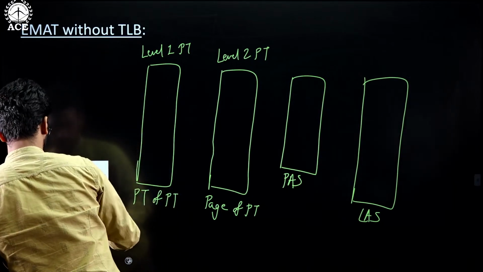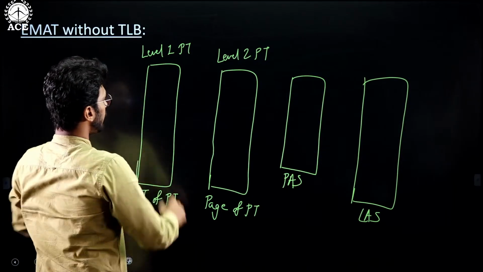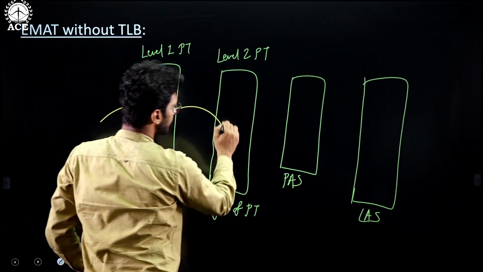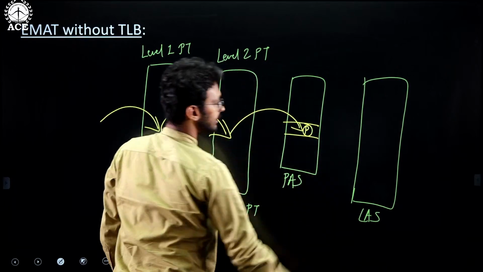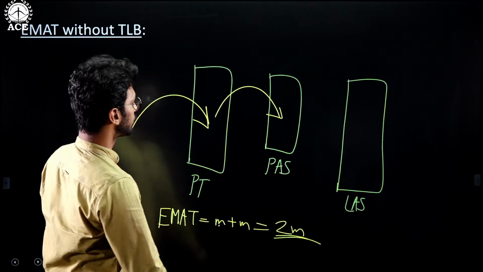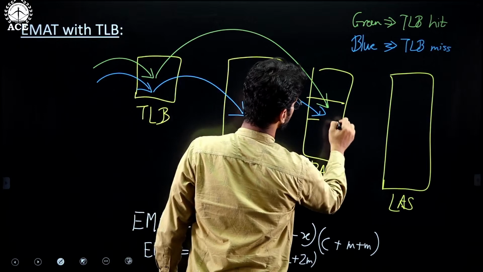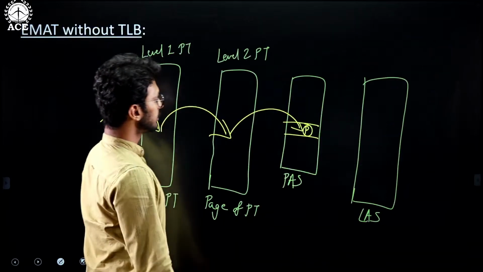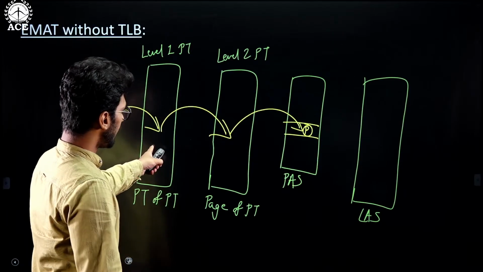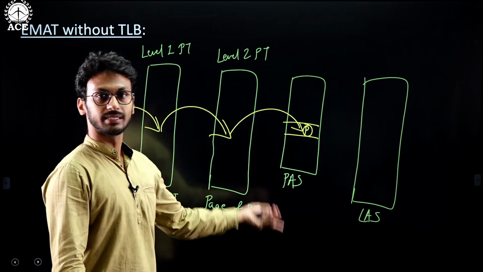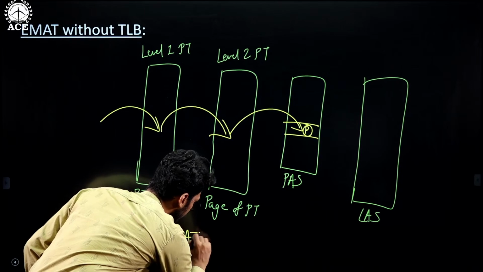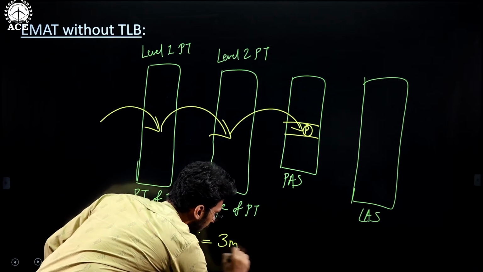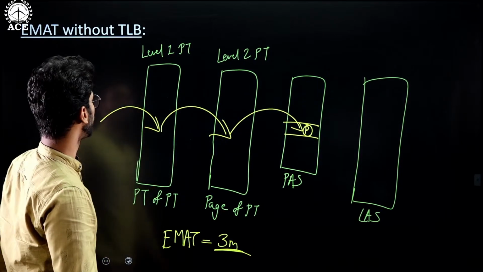What will happen in this case? Without a TLB, you will access the first page table, then the second, then the actual page, wherever it is present. So that is M plus M plus M, 3M. EMAT, the effective memory access time, is 3M. I hope you got this formula. Done with this one. Next one.